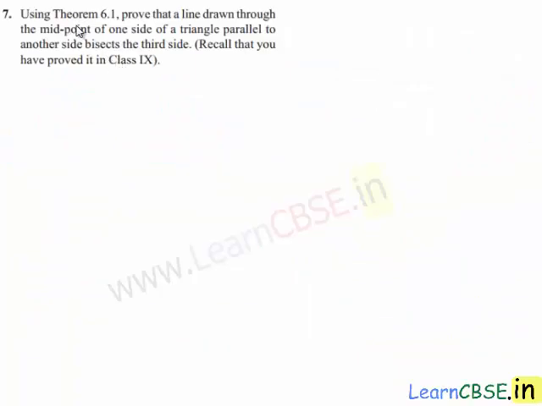Moving on to 7th problem. Using theorem 6.1, prove that a line drawn through the midpoint of one side of a triangle parallel to another side bisects the third side. Now moving on to the solution.